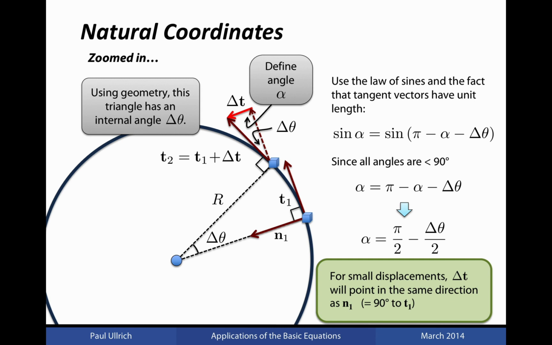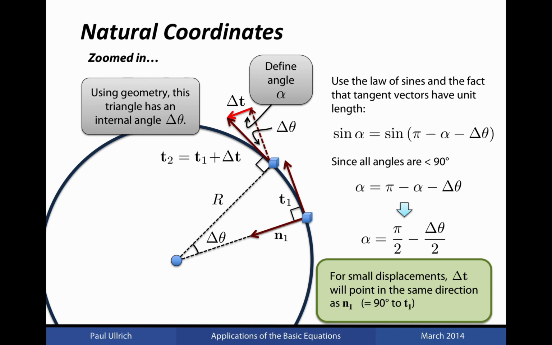Now, using the law of sines and the fact that the tangent vectors themselves are always of unit length, that is of length 1, we can use the fact that the sine of an angle divided by the length of the opposite side of the triangle is equal to the sine of any other angle within the triangle divided by its opposite length. We know that the two angles defined by alpha and by pi minus alpha minus delta theta, that is the angle that appears at the connection point between delta t and t2, will have opposite lengths equal to 1, because in both cases the opposite side of the triangle is defined by a tangent vector with unit length.